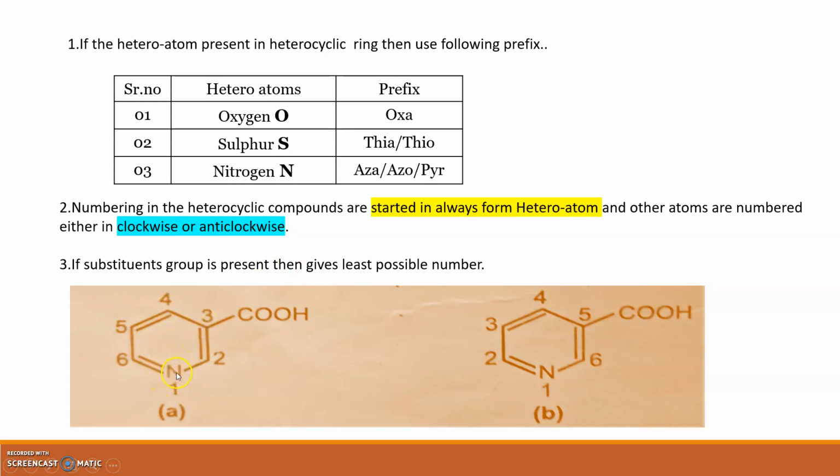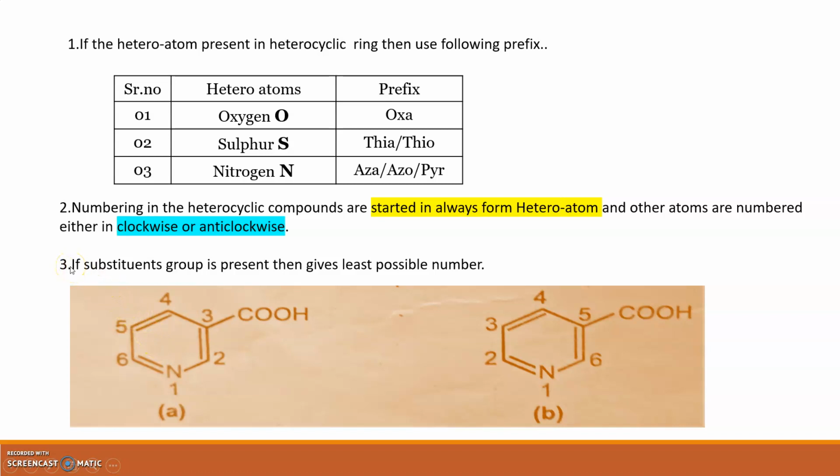The presence of a nitrogen atom in that ring, so numbering starts from the heteroatom, whether that is in the clockwise direction or in the anti-clockwise direction. This is very important: in the second point, numbering starts from the heteroatom. See, these are the two examples. If we select A, the numbering is starting from the nitrogen atom.